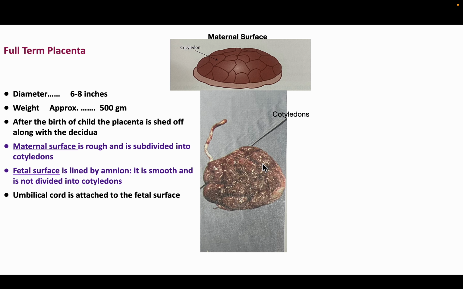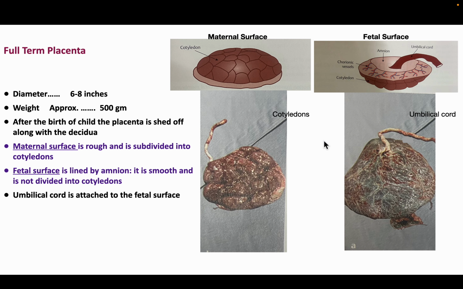Now this is the structure of the placenta. Now coming to the fetal surface, it is lined by amnion. It is smooth and is not divided into cotyledons. The umbilical cord is attached to this part, that is, on this surface the umbilical cord is attached.